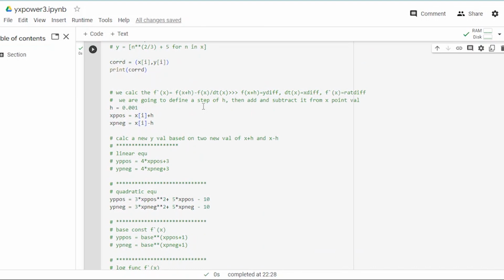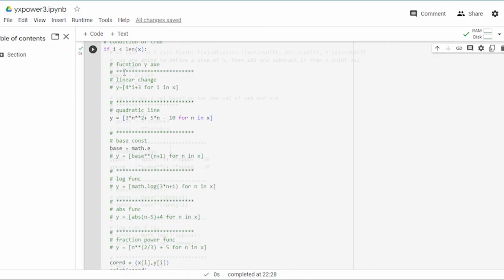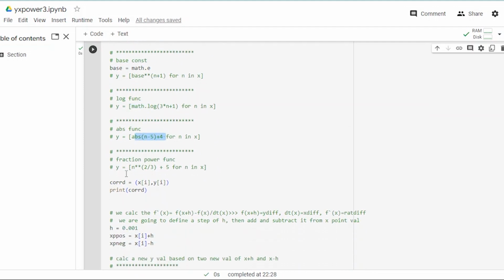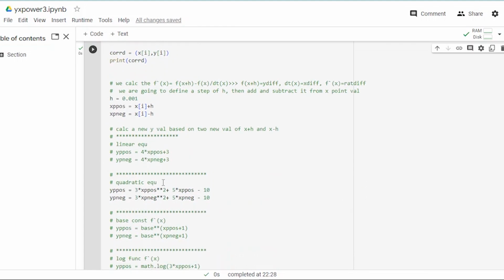I've done this for every possible scenario: linear equation, quadratic, when the base is constant, power, for example, e to the 7th power, the logarithm function, the absolute value, also take a function to a certain fraction. So try each one of them by yourself.